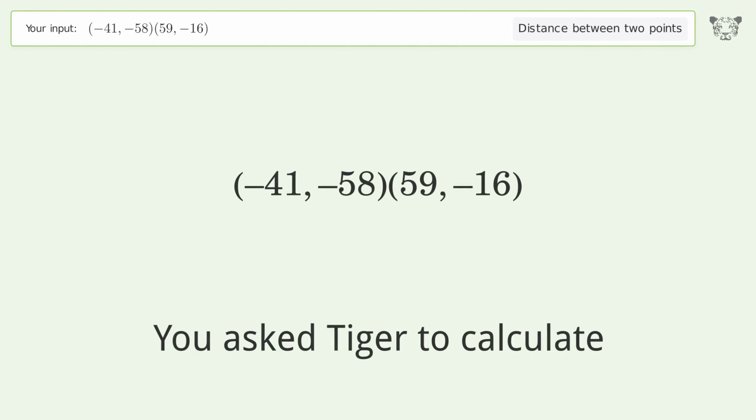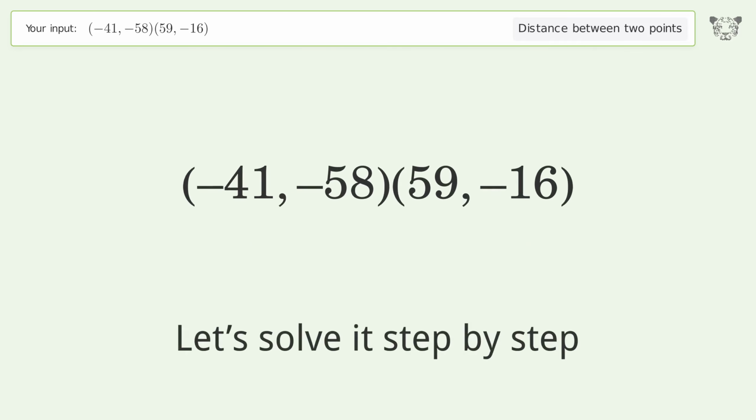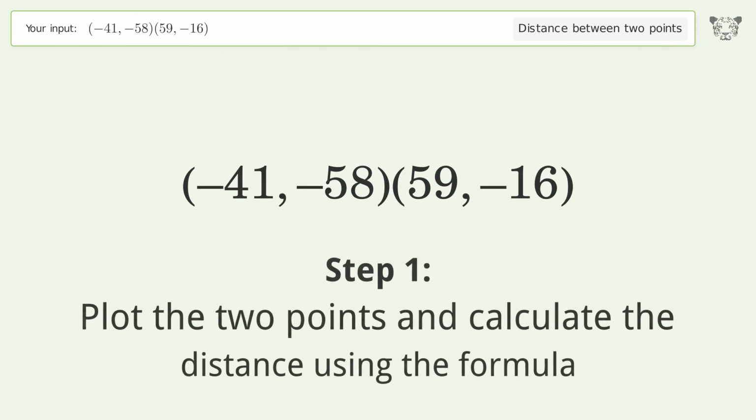You ask Tiger to calculate. This deals with the distance between 2 points. The distance between the 2 points is the square root of 11,764, or 108.462. Let's solve it step by step. Plot the 2 points and calculate the distance using the formula.